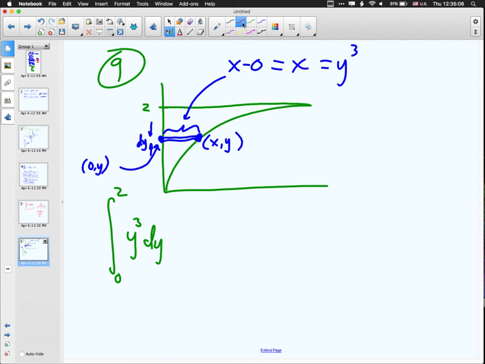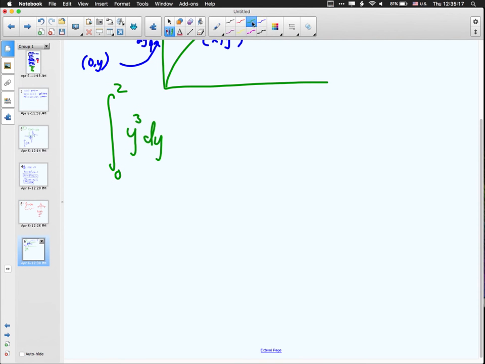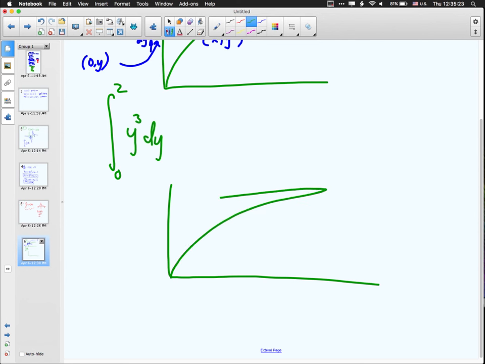Would there be a way to do it where you don't have to use dy, like you could use dx? For this particular one? Yeah, sure. One of the things we're going to think about. Not too hard, but we're going to have to think about it. Okay, this is still the area that we want. And if we wanted to use up and down rectangles like that, so we're using dx. Well, now we have to figure out what the height of that rectangle is.